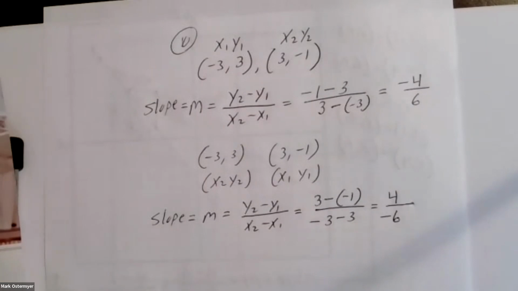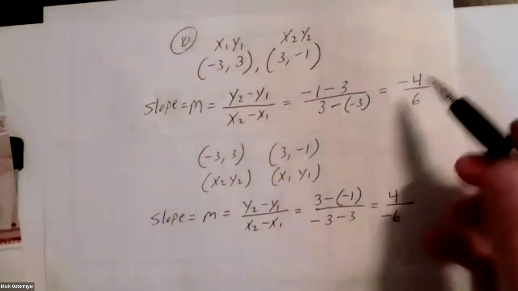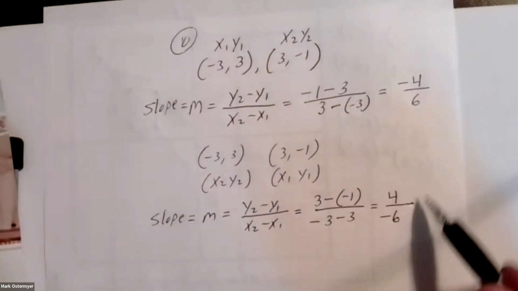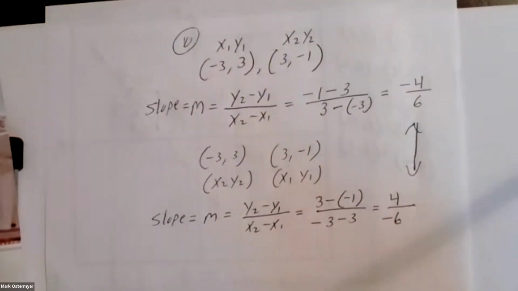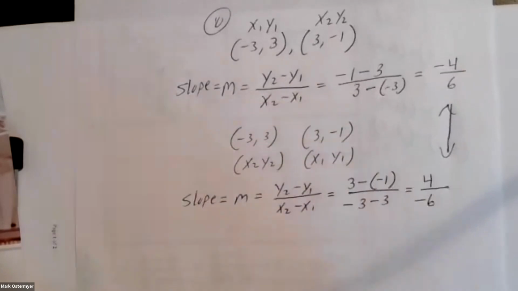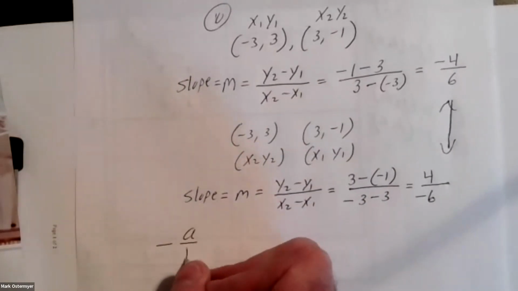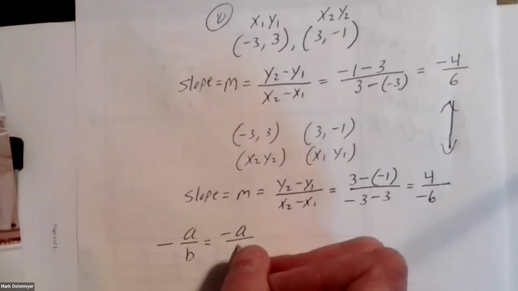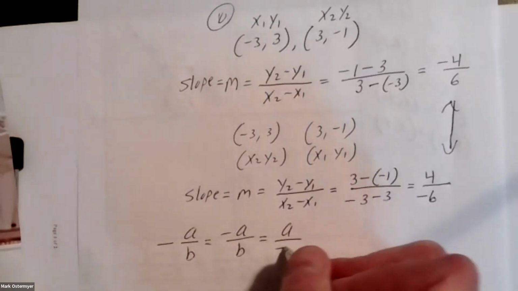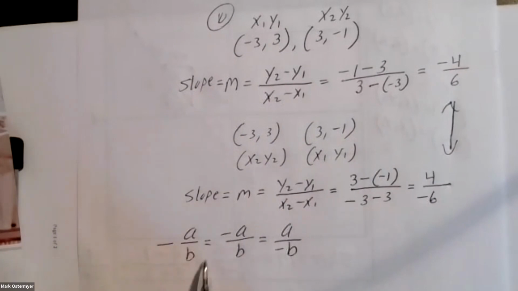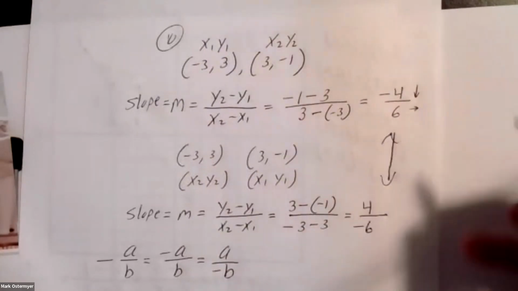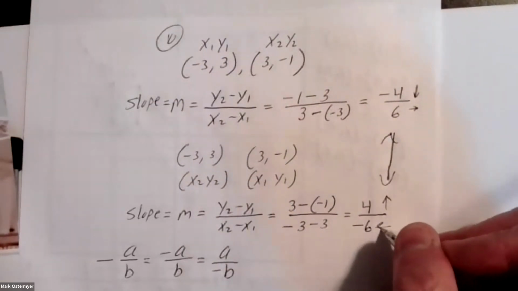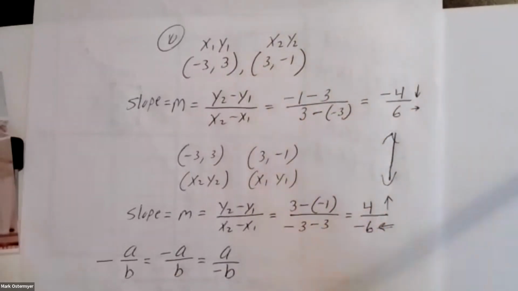But I have a question for you. Do you think that -4 over 6 is equivalent to 4 over -6? Are these equal? And the answer is yes, they are. If you have a negative fraction, it doesn't matter where you attach the negative sign, you're going to still have the same fraction, whether you attach it to the numerator or the denominator. These are all equivalent to each other. So whether you view this slope as going down 4 units to the right 6 or going up 4 units and to the left 6, doesn't matter.